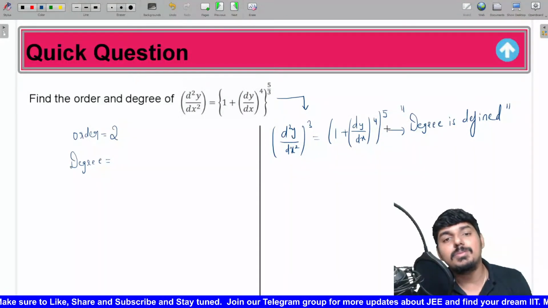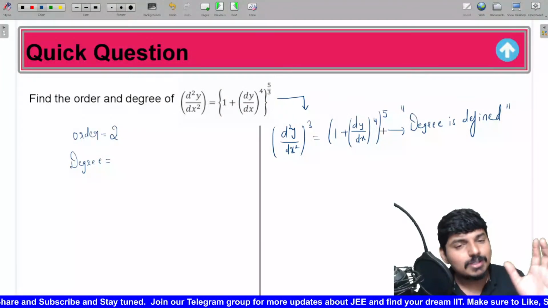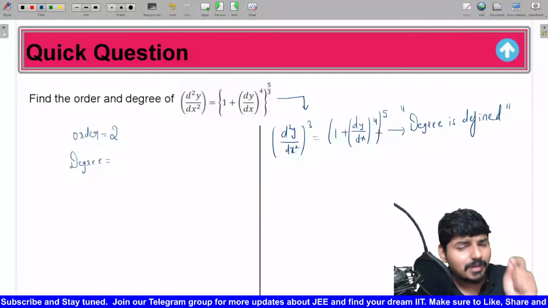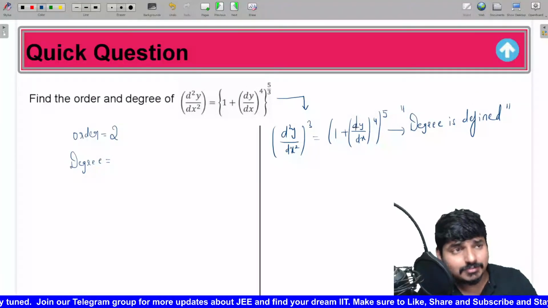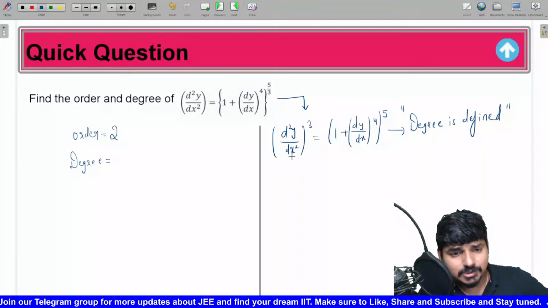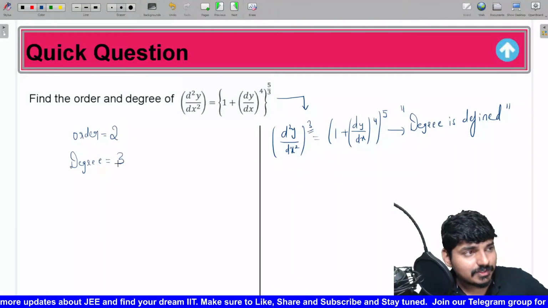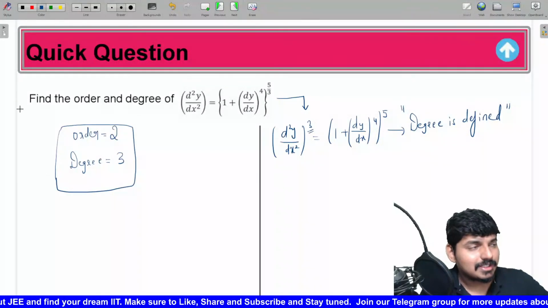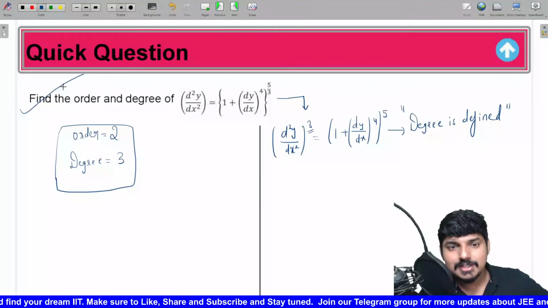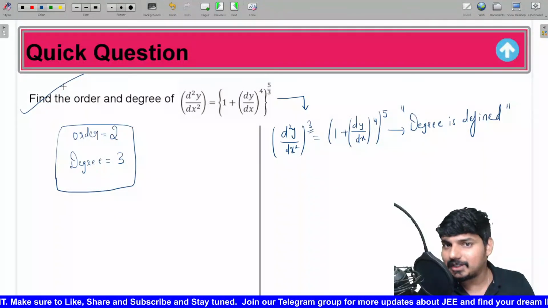If the degree is going to be defined, you tell me what is going to be that degree? Degree is simply the power of the highest order derivative. So d²y/dx² is the highest order derivative, and the power of that is going to be 3. So the degree for this differential equation is going to be 3. And that is how you have to do this question. See how simple the question is. I hope this question is clear for you.